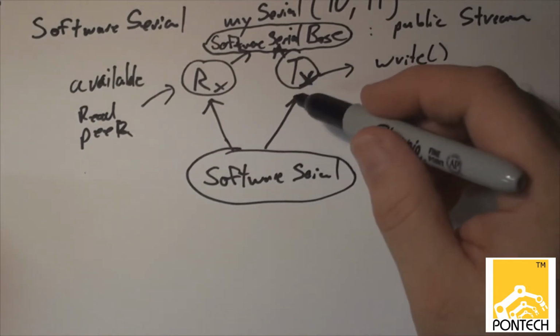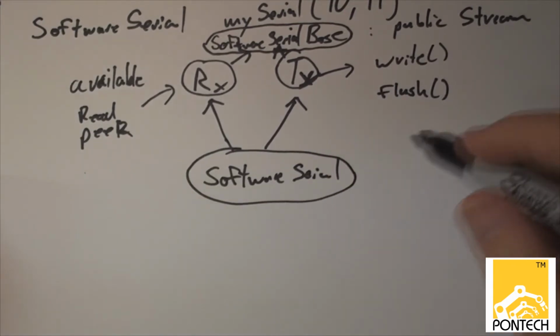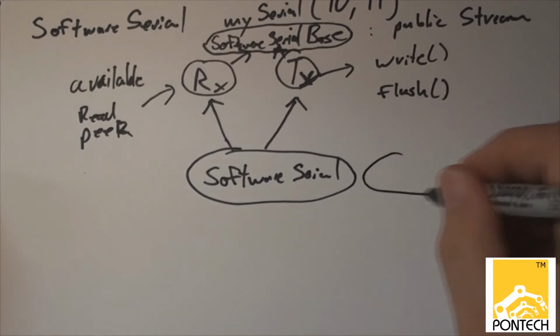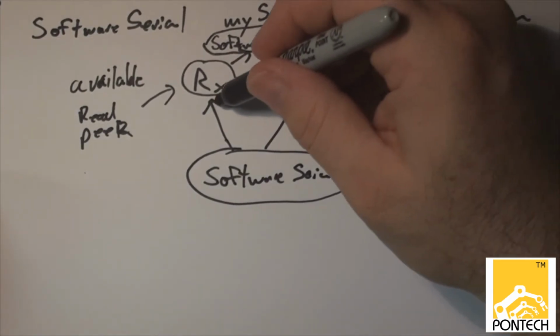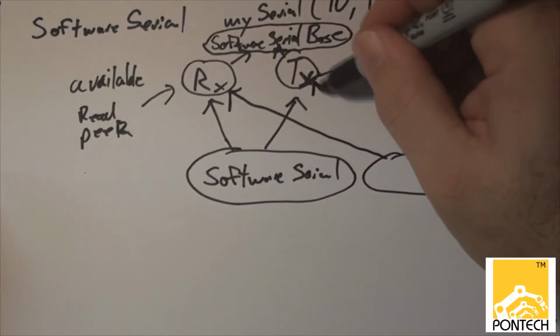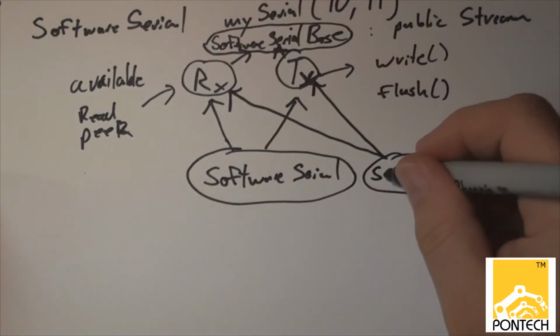And then the ultimate goal, what I really want to do, is make another class that also inherits from these. It's a separate class. So these are software serial.